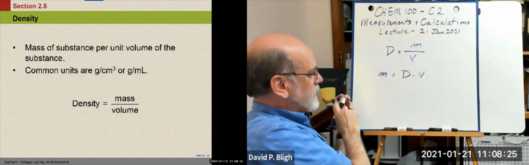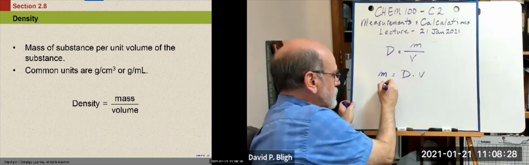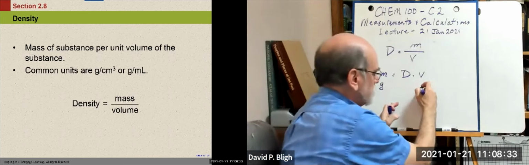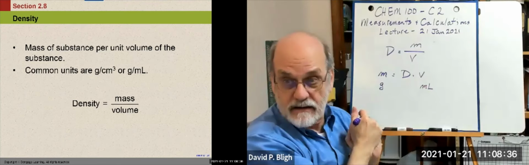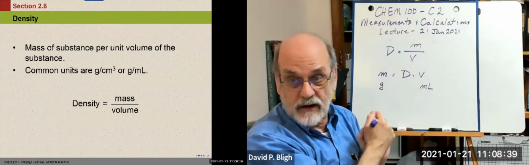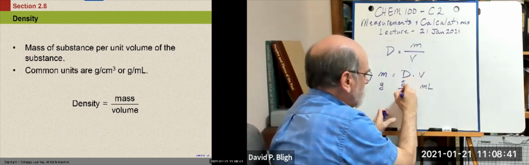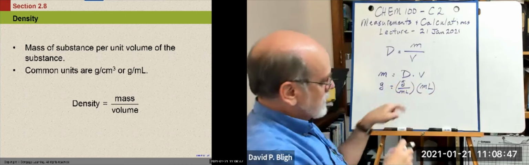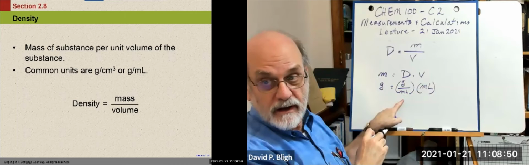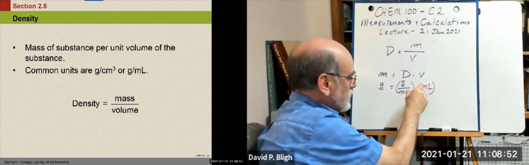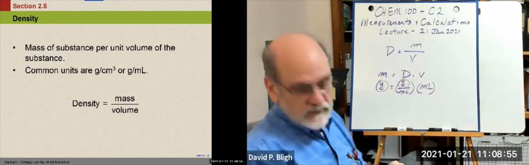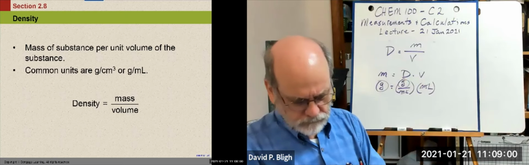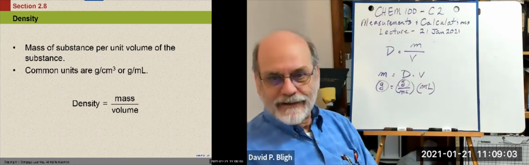What's mass? Well, let's say mass is in grams. What's volume? Let's say volume is in milliliters. And density? Density is in grams per milliliter. So milliliters on top there and on bottom here, they cancel, leaves you with grams. So you just checked yourself using the units of measure.